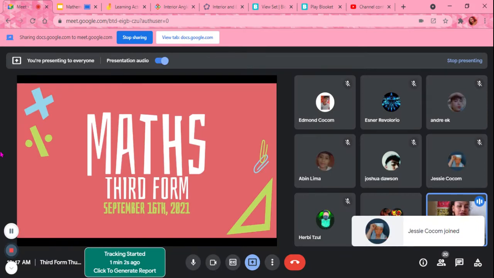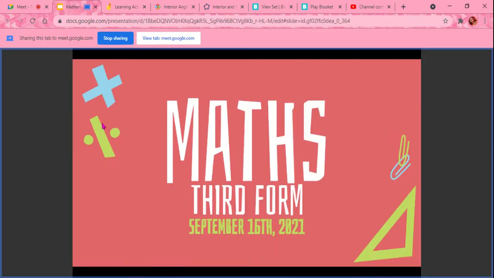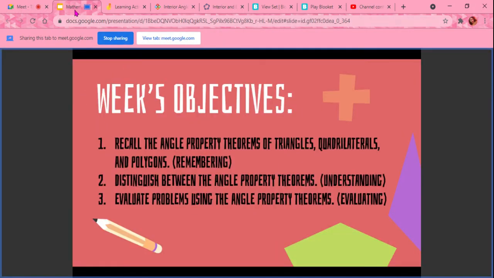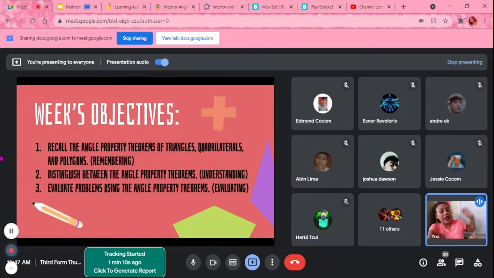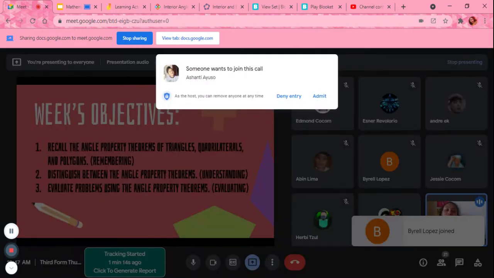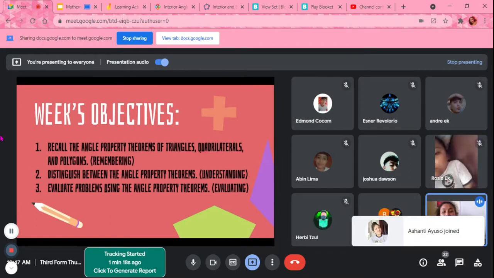Okay, guys. So today is September 16th. Today is our last class of the week. We are continuing with our objectives for this week. So we had talked on Monday and Tuesday about triangles. Yesterday we talked about quadrilaterals, and today we're going to talk about polygons.